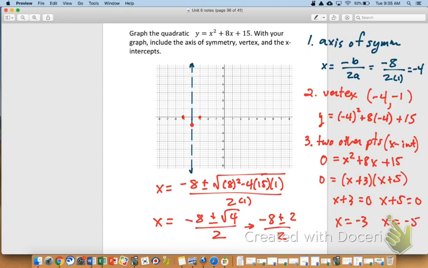Talked with a number of folks that tried to do some canceling in there. I would encourage you to not cancel at this point. There's a little more than meets the eye to this, so I would not do that. -8 plus 2 is -6 over 2 is -3. And then -8 minus 2 is -10 over 2 is -5. Of course, we got the same thing.